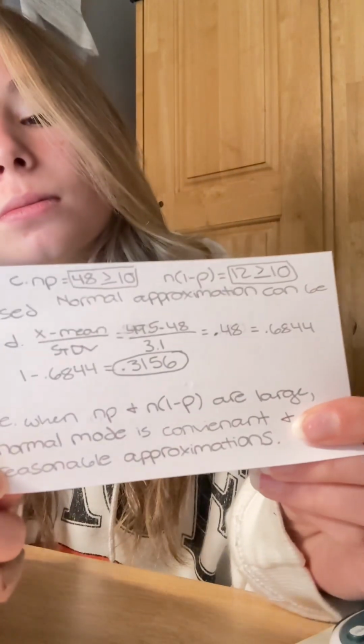If you go to the Z table, you're going to find 0.48, and then that equals 0.6844. And then the last step is you got to do 1 minus 0.6844, and that is 0.3156. And as you can see right there. Right there. Cool. All right.